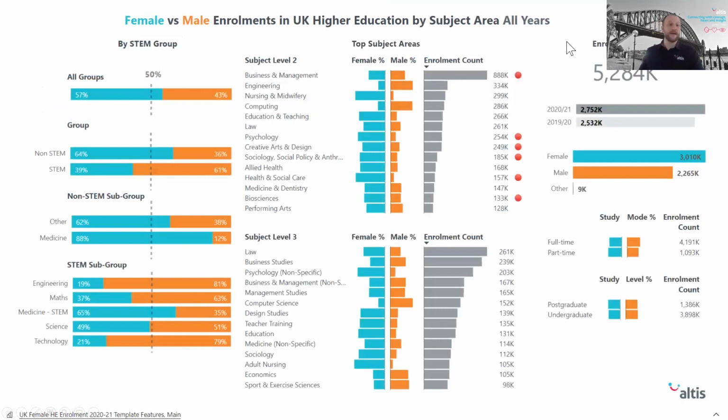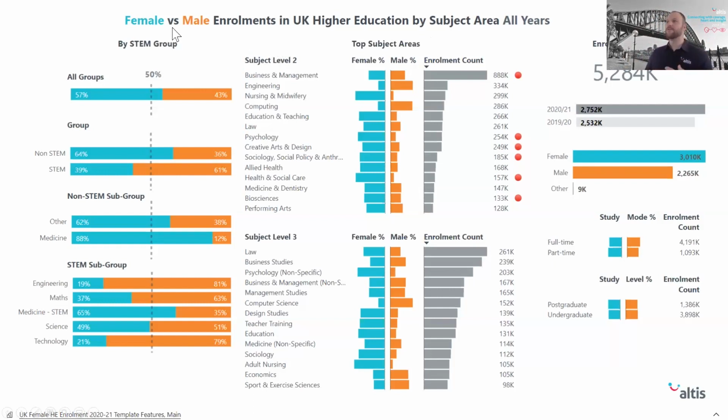We can see the female versus male enrollments in UK higher education. So we've got our title across the top here. This was built with the Altis Power BI template, and it just gives you an idea that it's quite different to some of the structures we saw. So that is up to you on the design aspects, but it's about keeping the consistency across all of your reports. And I'll talk to a few things that are key parts of the Altis Power BI template that would roll out into all of your reports.